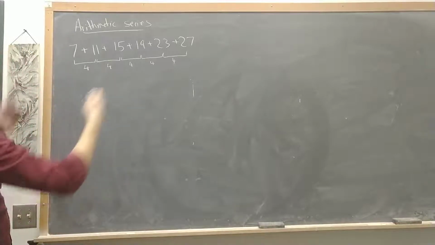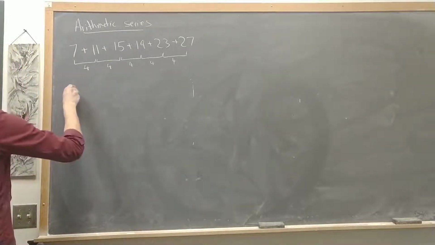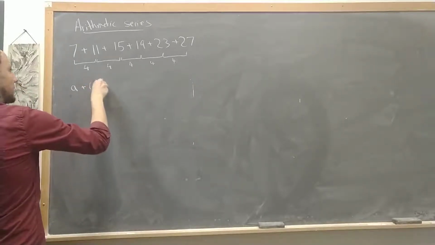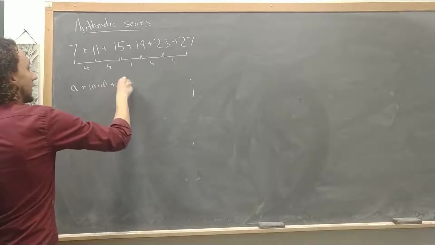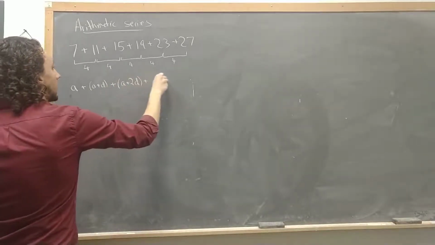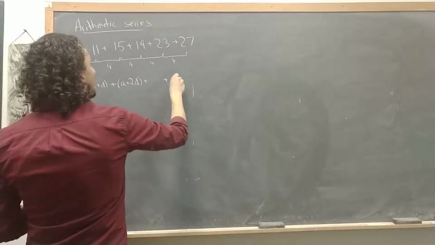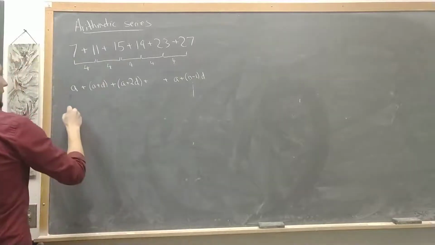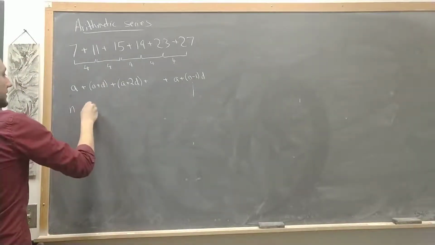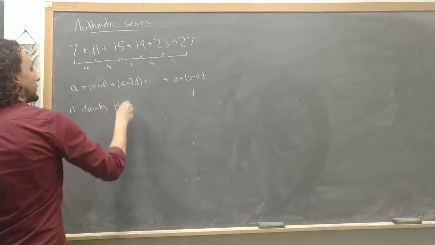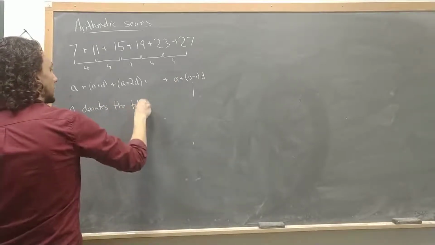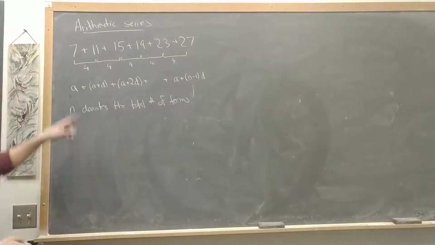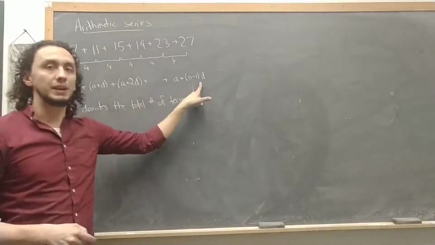That means in general, if I want to write down a general arithmetic series, I can write it as a, that's the starting point, plus the next number, which is a plus d, where d is the common difference, and then a plus 2d, and so on, up until the last term, which I'm going to call a plus (n minus 1)d, because that way n denotes the total number of terms in the series. So you can count 1, 2, 3, 4, all the way up to n.